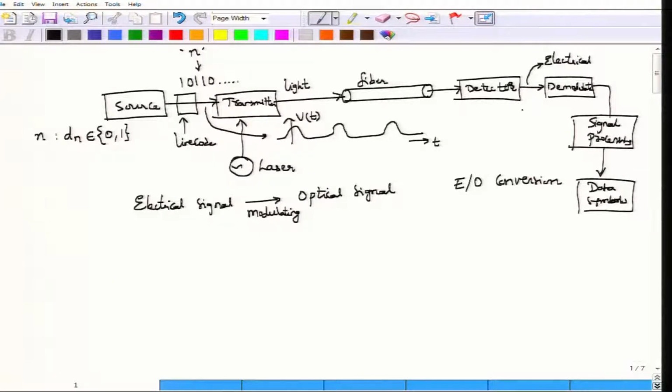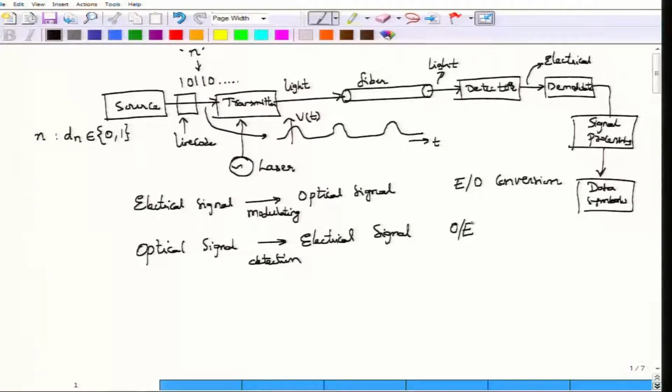So, I hope this diagram is clear and you have identified the feature that is present at the receiver side, wherein light or light signals are converted into electrical signals. So, the receiver side is characterized by converting an optical signal into electrical signal, this one by means of detection by using a photo detector, and this is characterized in general as optical to electrical conversion.